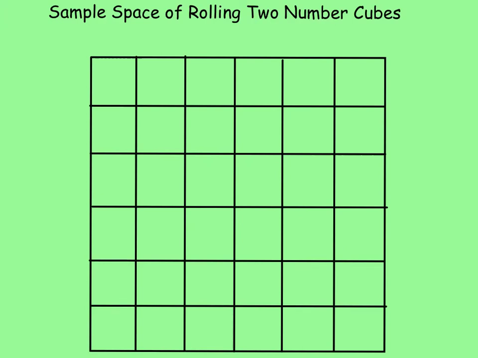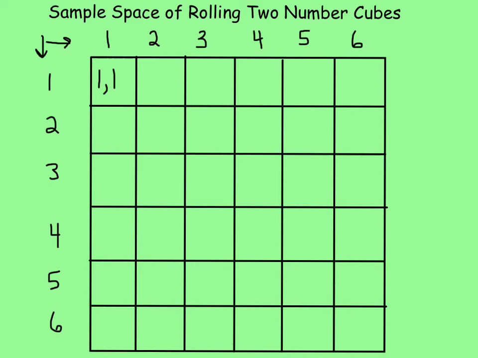In order to organize all of our possible outcomes, we're actually going to make a chart. So up on the top here, let's go ahead and list out all of the possibilities of rolling just one number cube. You could get a 1, a 2, a 3, 4, 5, or 6. Now on the second number cube, let's go ahead and list those going downwards. 1, 2, 3, 4, 5, and 6. Now if I roll both of these number cubes at the same time, one possible outcome would be to get a 1 and a 1.